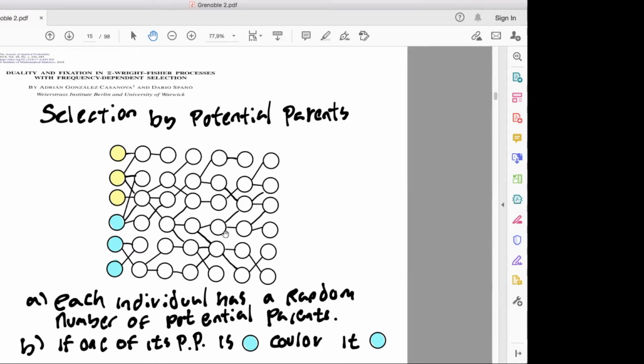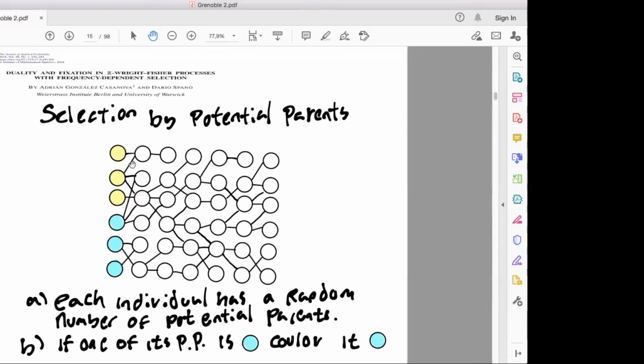I like this because it's still in the graphical world, and the idea is quite simple. Each individual chooses its parent, but now it will not choose only one, it will choose a random number of individuals from the previous generation.